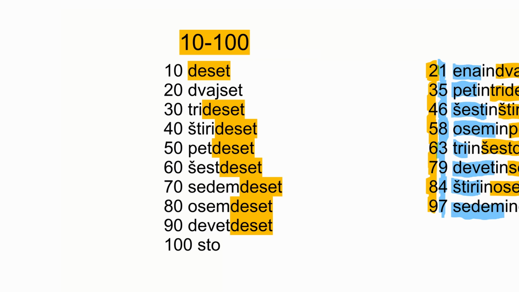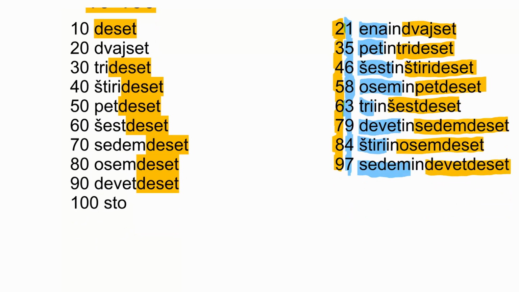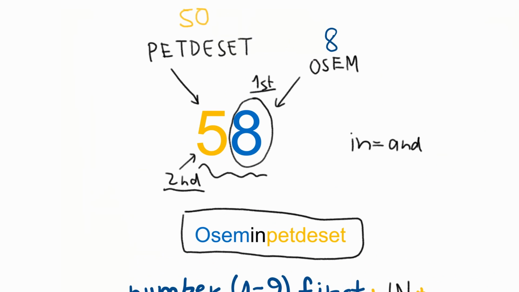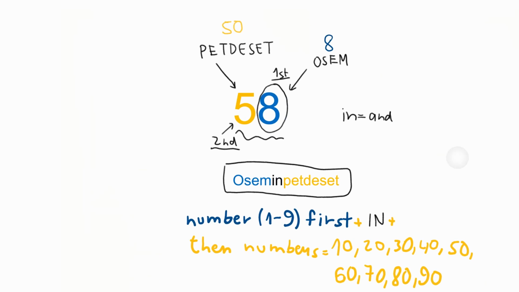Now, let's move on to the tricky thing, which is the numbers in between. The reason why I say it's tricky is because it's the opposite of how we do it in English, okay? So in English, this number is 58. First we say 50, then we say 8. So what's 50 in Slovene? 50. And what's 8 in Slovene? 8.